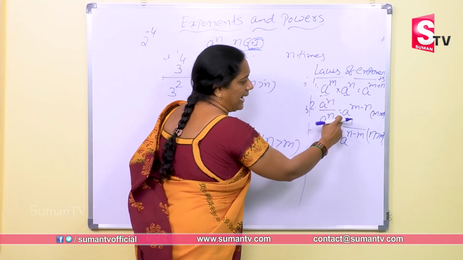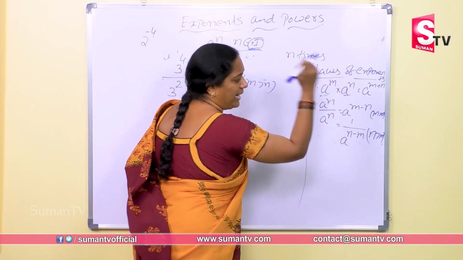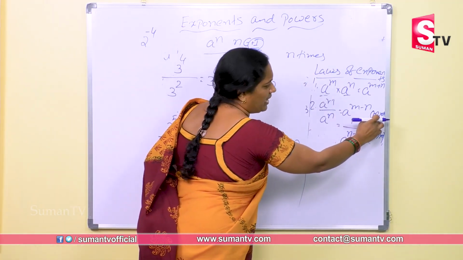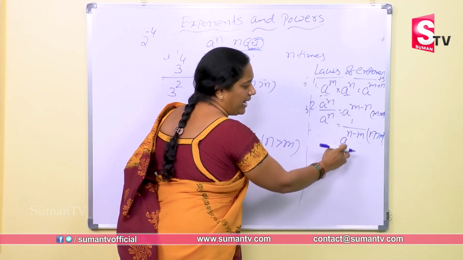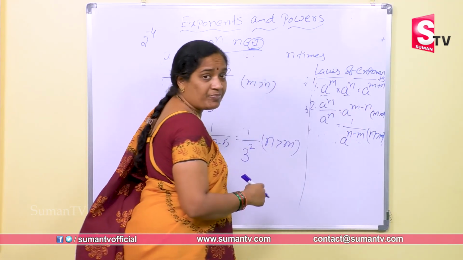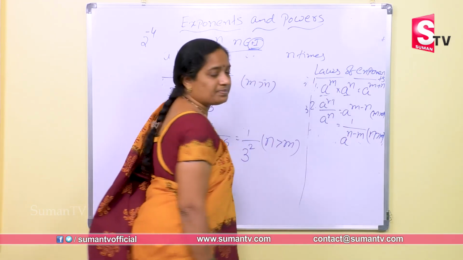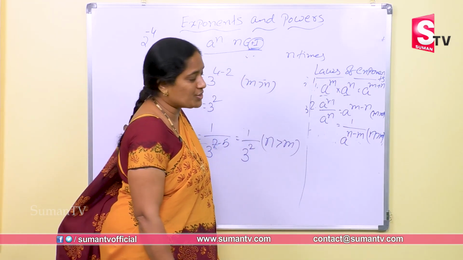A power m by a power n is a to the power of m minus n, where m is greater than n, and 1 by a to the power of n minus m, where n is greater than m. Hope everyone understood the formula.